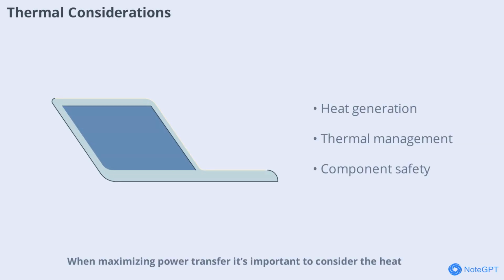When maximizing power transfer, it's important to consider the heat generated in the source's internal resistance. If too much power is lost as heat, components can overheat and fail. This is especially critical in high-power applications, where thermal management becomes a major design concern. Engineers must balance the desire for maximum power transfer with the need to keep temperatures within safe limits, often using heat sinks or cooling systems to manage excess heat.